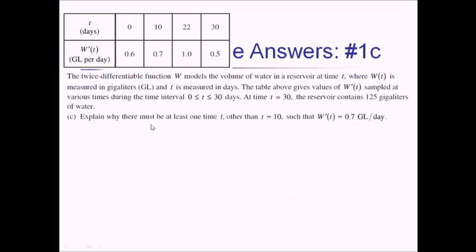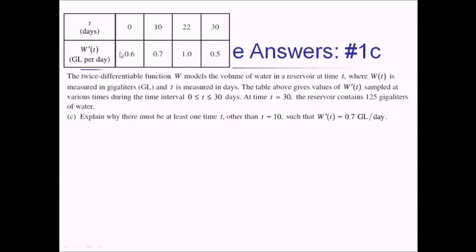For part C, they want us to explain why there's at least one time other than time equals 10 where we have a W prime value of 0.7. So one other time other than this. Well, looking along my table here, I see that I'm moving from 1.0 to 0.5 on the interval from 22 to 30. So there's probably a 0.7 in there. But to prove it, we're going to need to use the intermediate value theorem on W prime.